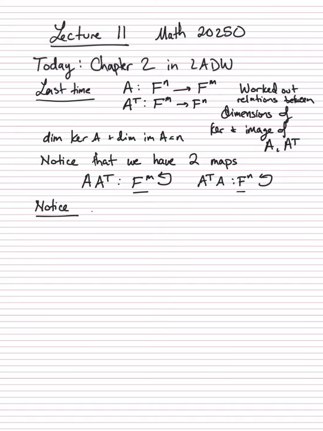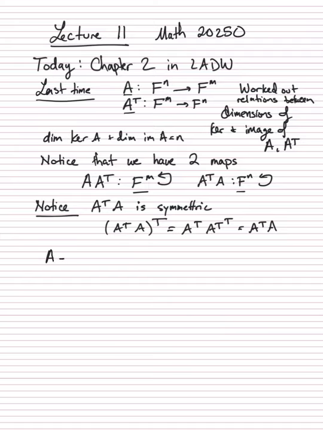So notice that they're also symmetric. A transpose A and A A transpose are symmetric, because if I take the transpose of A transpose A, this is A transpose times A transpose transpose, which is A transpose A. So from any matrix, in some sense, you can multiply it by its transpose to give you a symmetric matrix. Let me just give you an example.